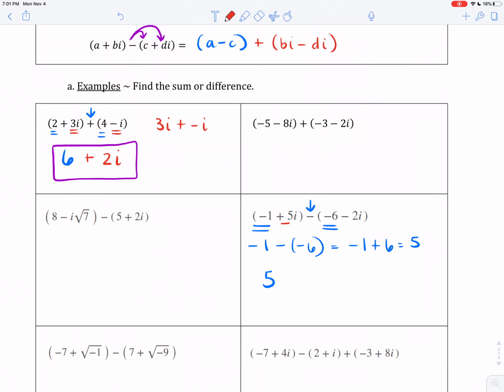And then if I take my imaginary parts, and again be careful with the signs, and I subtract them, then I'm looking at 5i minus -2i, right? That's like 5i plus 2i, which would combine to 7i. So my new complex number is going to be 5 plus 7i.